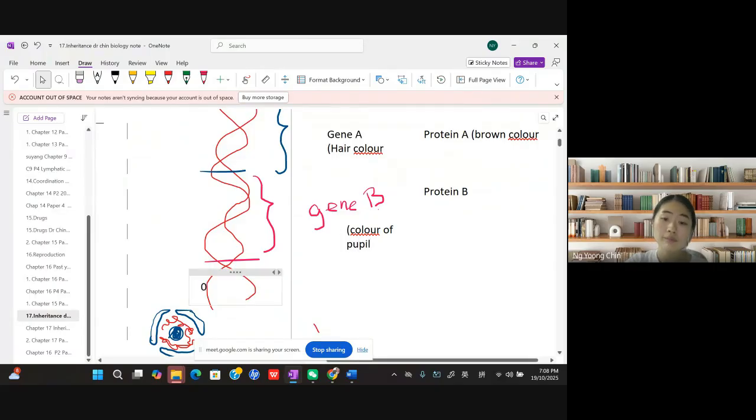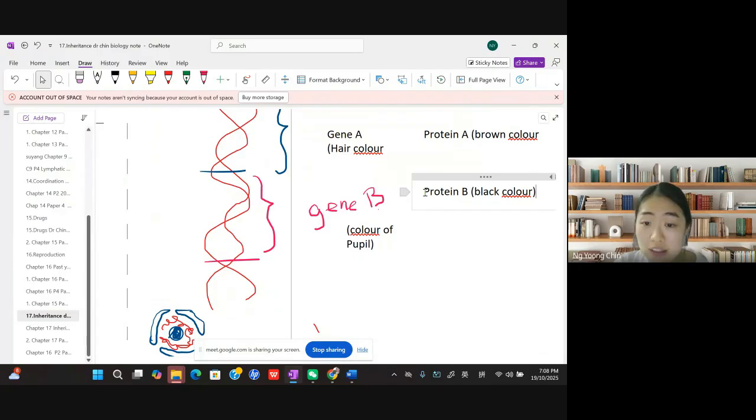So at the end, protein B, right? What will they show? They will show the color of the pupil, for example, the black color. So the protein is just the expression of the gene. It's because genes contain the genetic information, which will be used later to produce proteins.